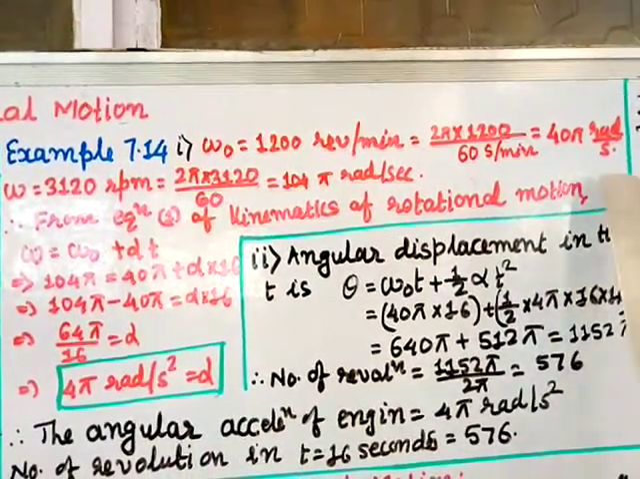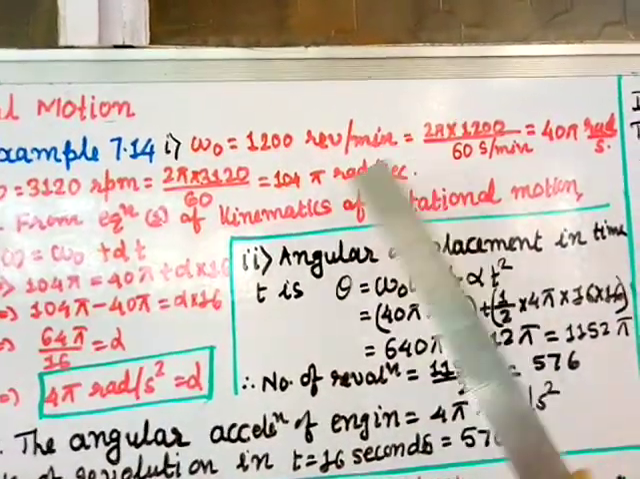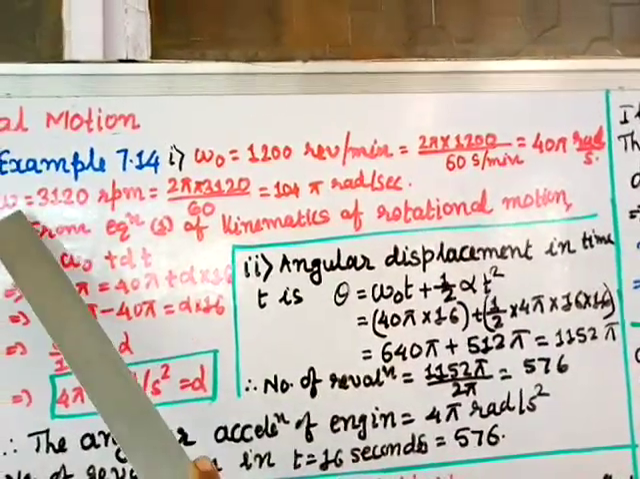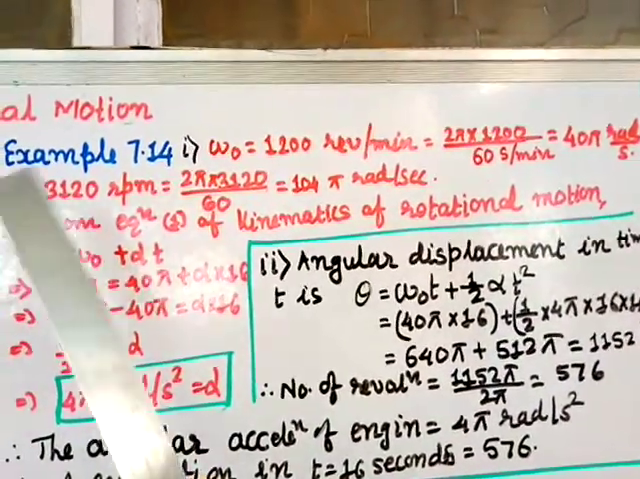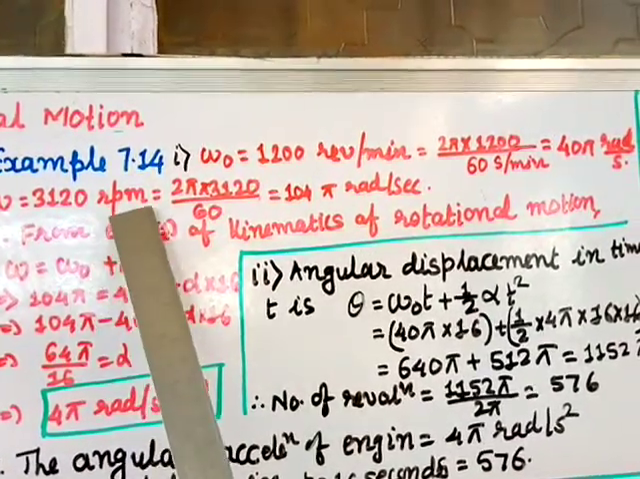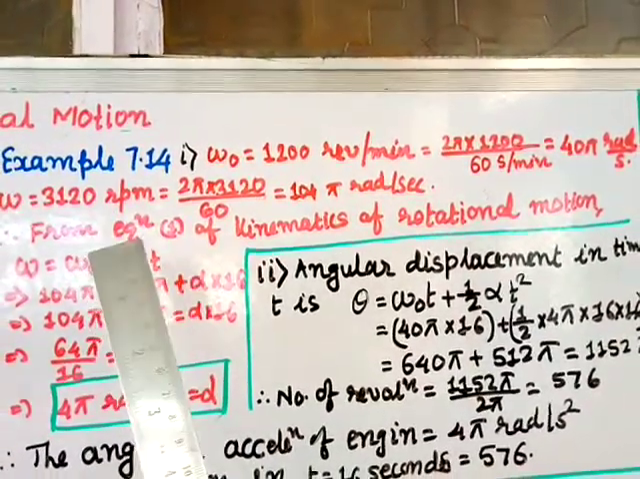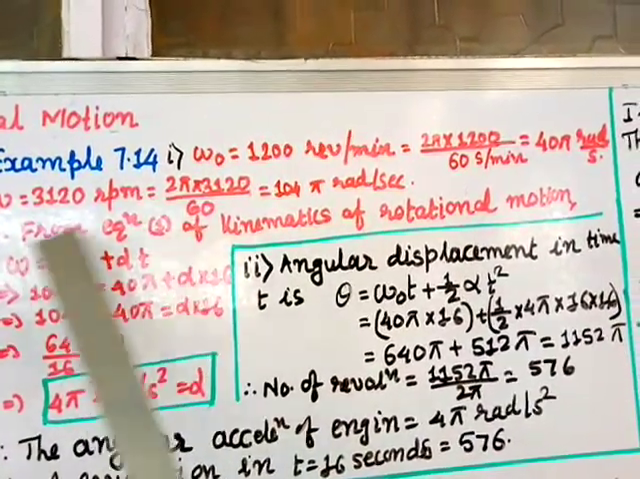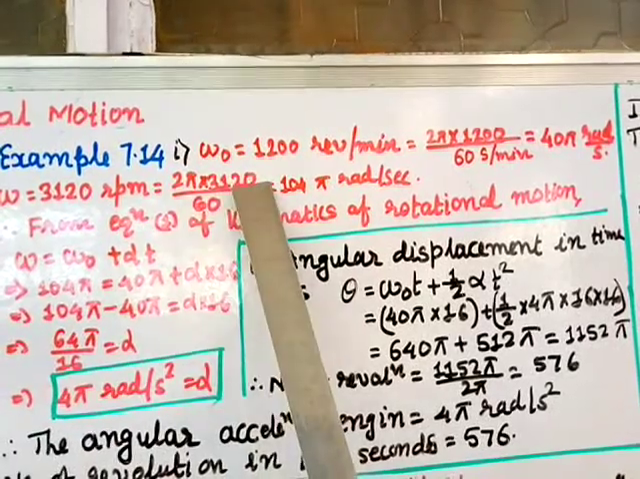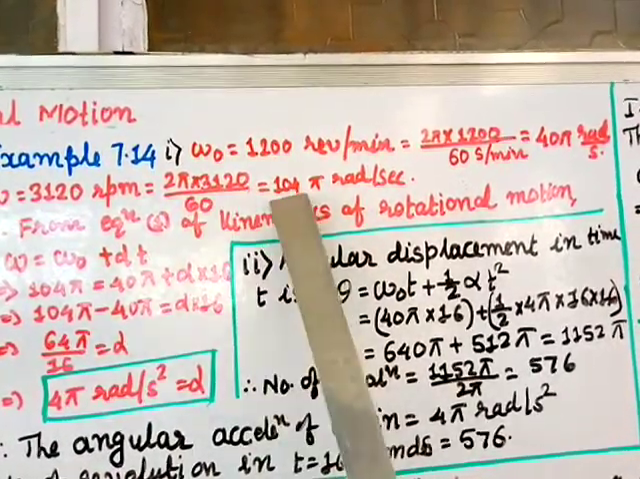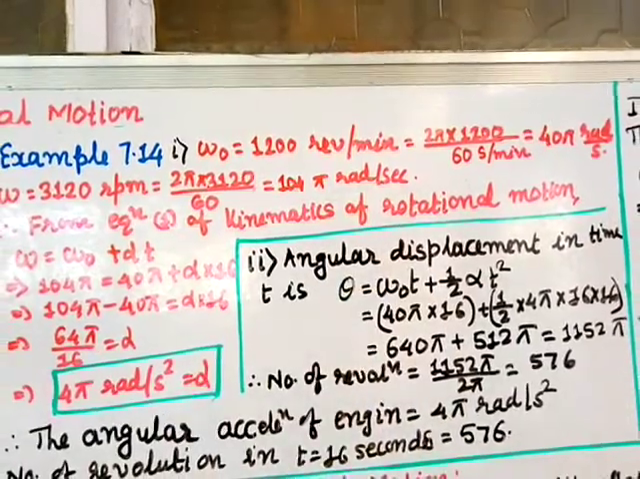To convert revolution per minute into radian per second, you multiply by 2 pi and divide by 60. And the final angular velocity omega is equal to 3120 revolution per minute. Convert into radian per second: multiply by 2 pi and divide by 60, 2 pi times 3120 divided by 60. Simplify, you get 104 pi radian per second.